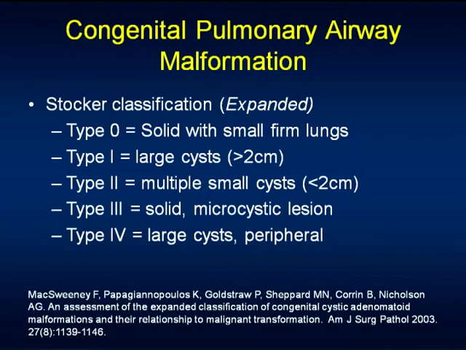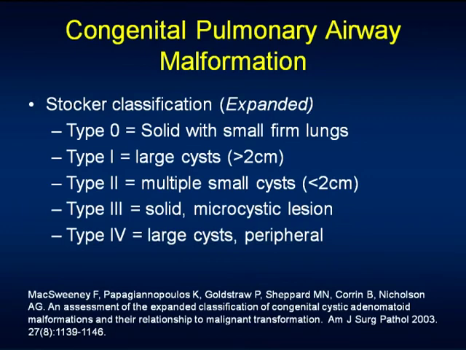Most of the type 1 and type 3 lesions, which are the more common lesions encountered, are detected in childhood because they're large cysts or solid lesions that come to clinical attention. In our clinical experience, most of the cases of congenital pulmonary airway malformation that we found in adults have actually been type 2 lesions, which is a conglomeration, as in some of the cases that I've shown you, of multiple small cysts.